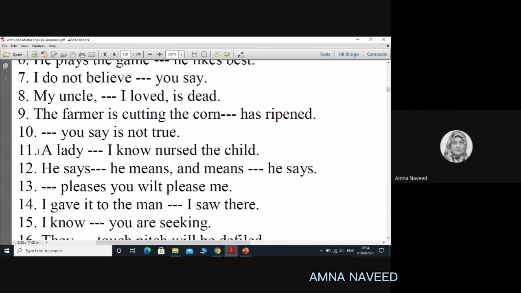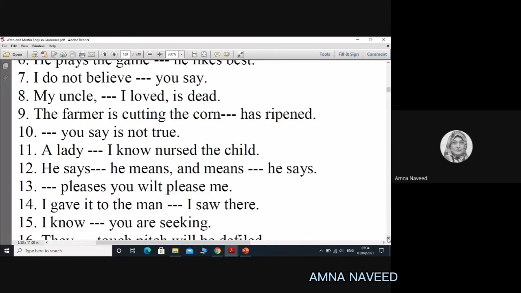Very good. Sentence number 11. A lady dash I know nursed the child. Yes, you're right. The lady whom I know nursed the child. That's good. So let's have a look at sentence number 12. He says dash he means and means dash he says. How would you fill this blank? Yes, you're right. He says what he means and means what he says. Very good.